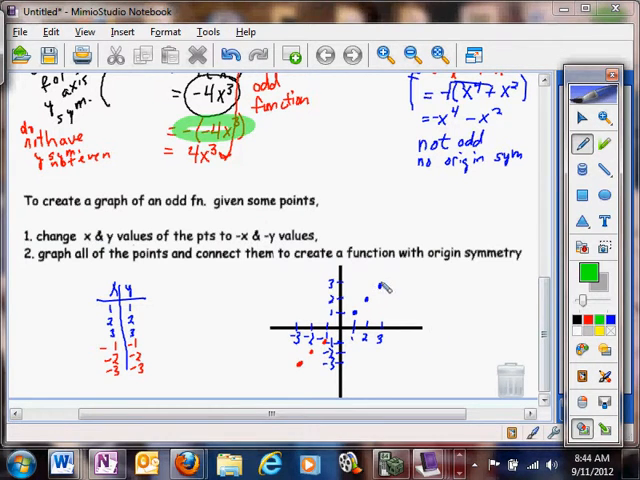And when I connect these, it makes a straight line. But if you can imagine, or on your paper, when you turn this 180 degrees or turn it upside down, it will look the exact same. We have a function here that has origin symmetry, or in other words, odd symmetry, and it's an odd function.